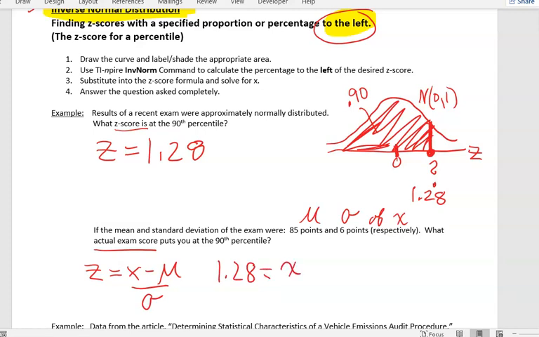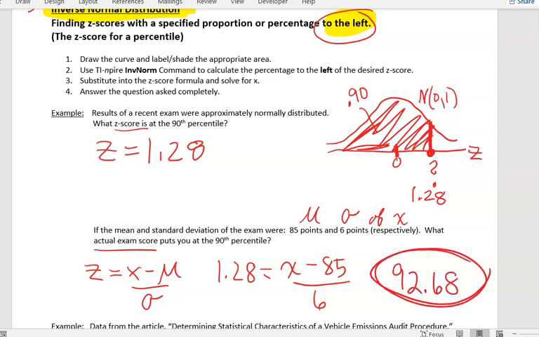And we know that we're looking for the actual score, which has a mean of 85 and a standard deviation of 6. If we go through and do our computation, multiply by 6, add 85, we end up with a score of 92.68. That would be our actual score, which makes sense. If the average was an 85, somebody in the 90th percentile is well above average.